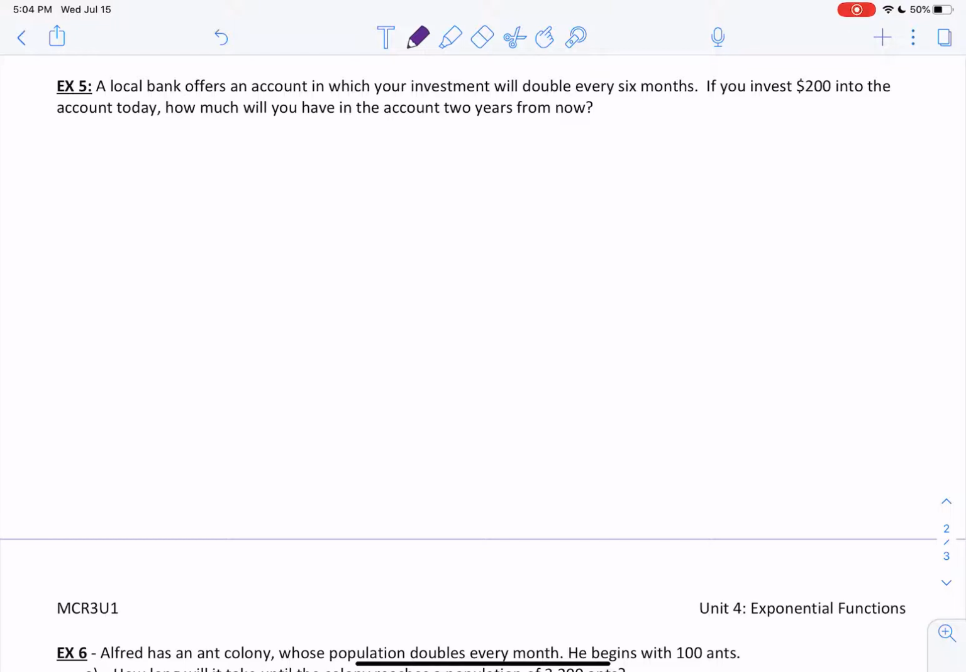So let's start by identifying our variables. So our initial value is $200. Now I want to think of my growth rate. So in this case, I'm growing by 100% because it's going to be doubling. So my growth rate will be 100% or 1. And then that is happening every 6 months, so half of a year. So let's fill in our equation.